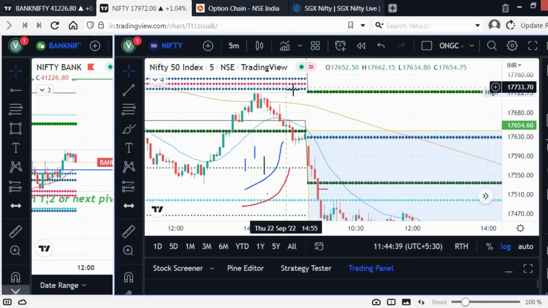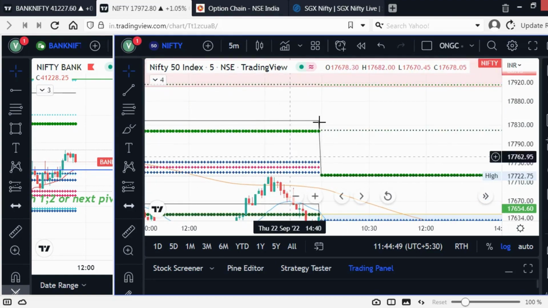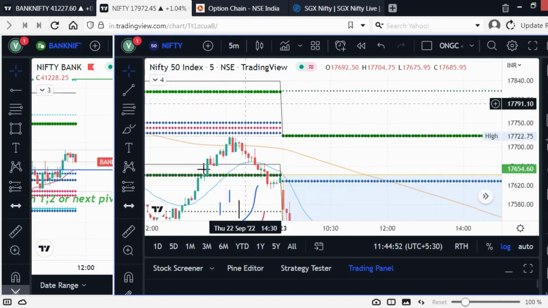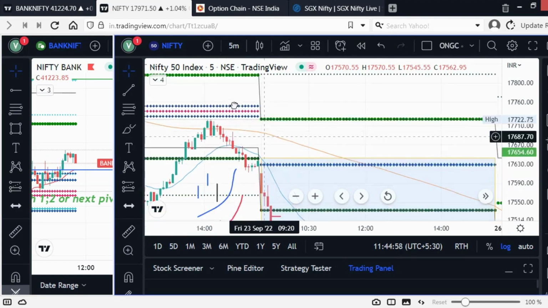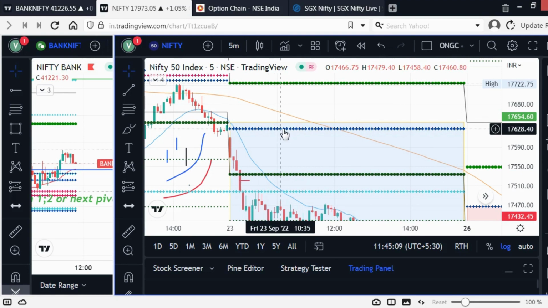The CPR has three lines, and these three lines could act as resistance when price stays below it, and when price stays above it, it could act as a strong support. If you see here, the price goes still here and made a bearish candle and a rejection here. This is called CPR, and if the CPR is so narrow like this, all these three lines are like a single line. These days you can expect trending days in the market.